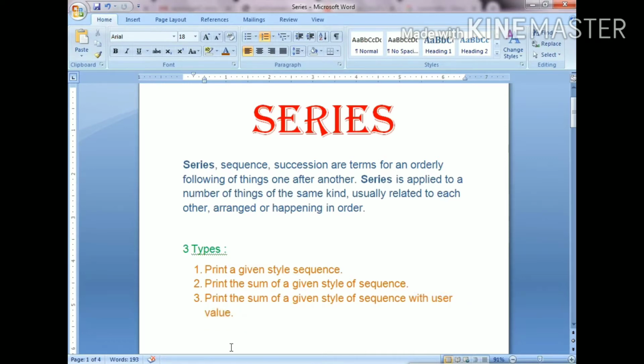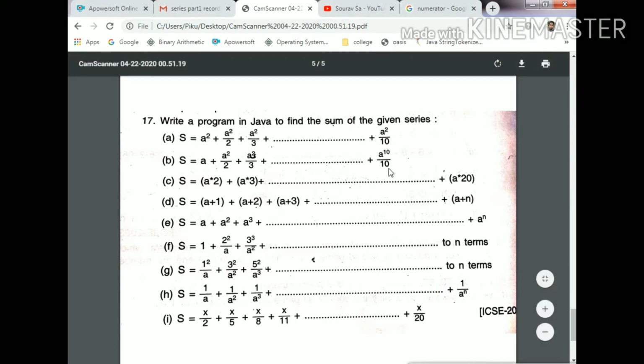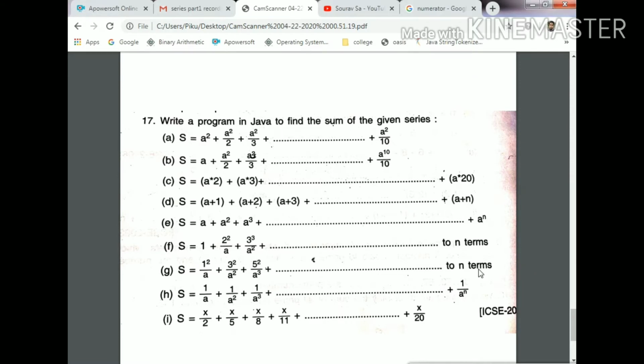Just see these programs. You can see there are a few unknown figures. In question B there is an unknown A, in question C there is an unknown A, in question D there is A and N unknown, and in question E A and N. You can see there are N and N terms. What is the difference between N and N terms? N is the value at that position, and N terms means the number of terms, meaning how many values you need.